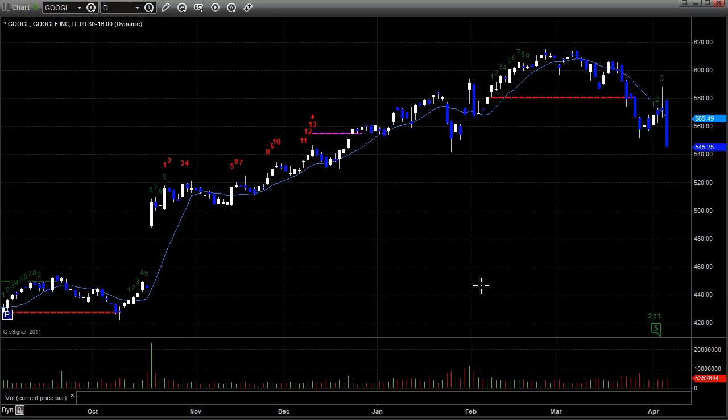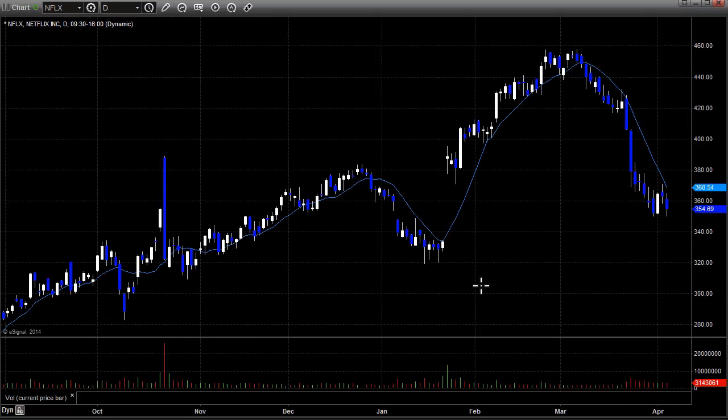Sorry, here's a look at Google. This is the Class A, the existing tradable Google now, GOOGL. And look at that. You can see the breakdown point under 540 doesn't look pretty at all. Here's a look at Netflix.